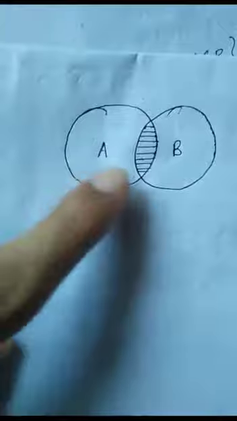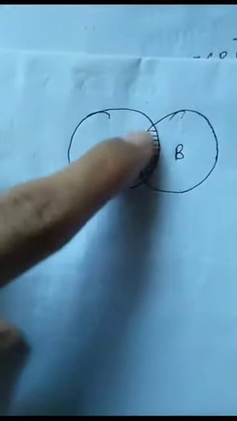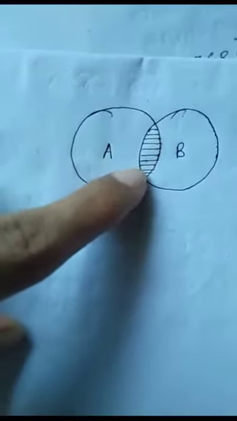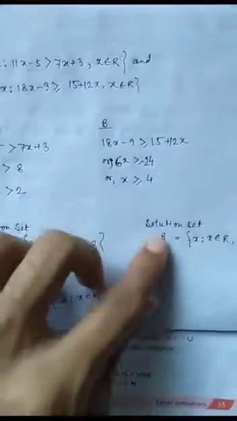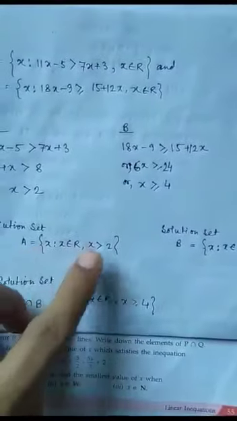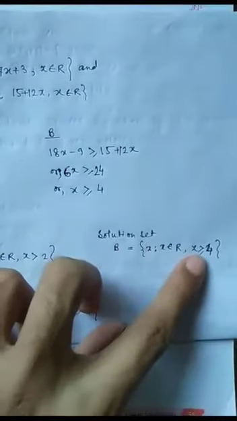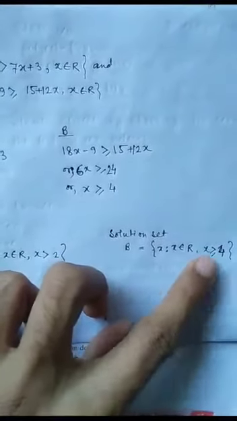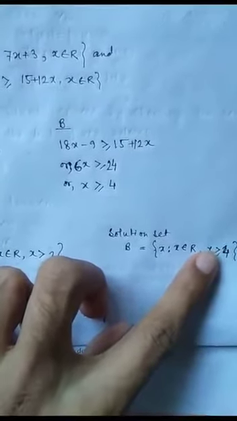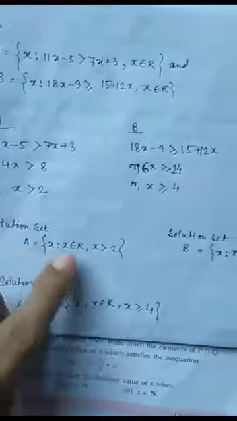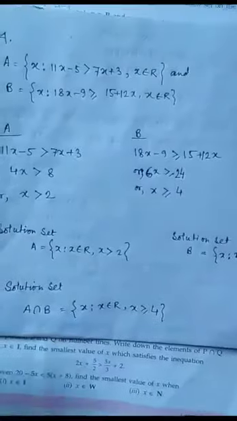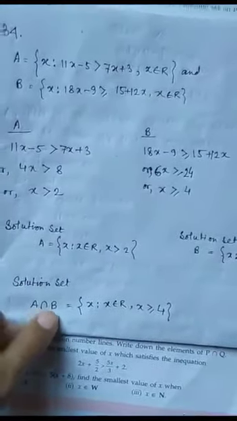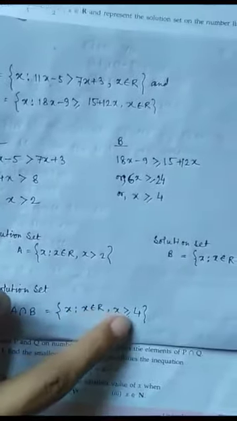Isn't it? Suppose the circle A represents the set A and this circle B represents the set B. So this common portion between these two will represent A intersection B. Now from the solution set of A and the solution set of B, we can say that for solution set A, x greater than 2, and for solution set B, x greater than or equal to 4. So any component greater than or equal to 4 belongs to B as well as to A, because here x greater than 2 and here x greater than or equal to 4. Isn't it? So the solution set for A intersection B should be x such that x belongs to R, x greater than or equal to 4.